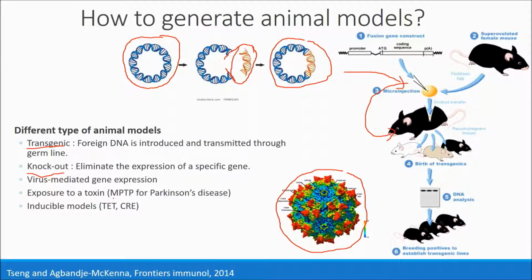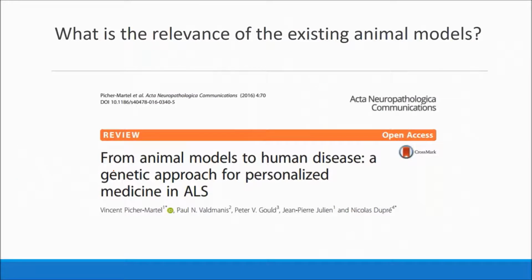Another way is the use of toxin. One of the best examples is MPTP for Parkinson's disease. It's really an interesting story because MPTP was discovered in 1976 by a chemistry student in Maryland. In fact, this student tried to make illegal drugs, but instead he made MPTP, and he gave Parkinson's to a lot of persons in America. So since this time, we are using this molecule to mimic the disease in animals.